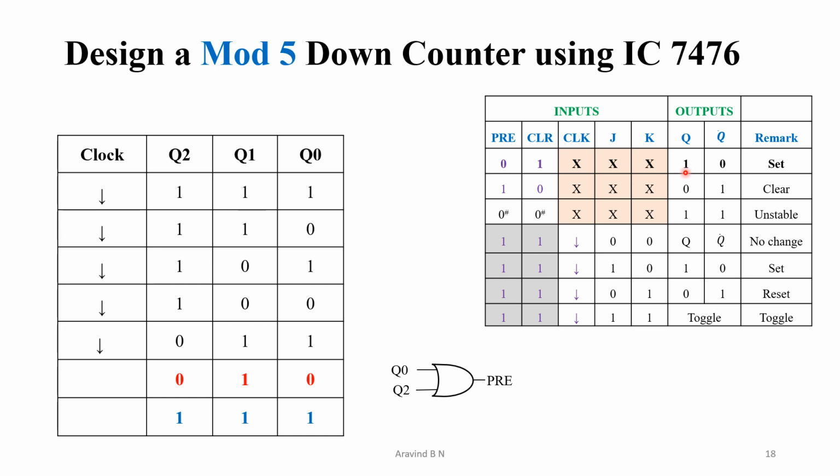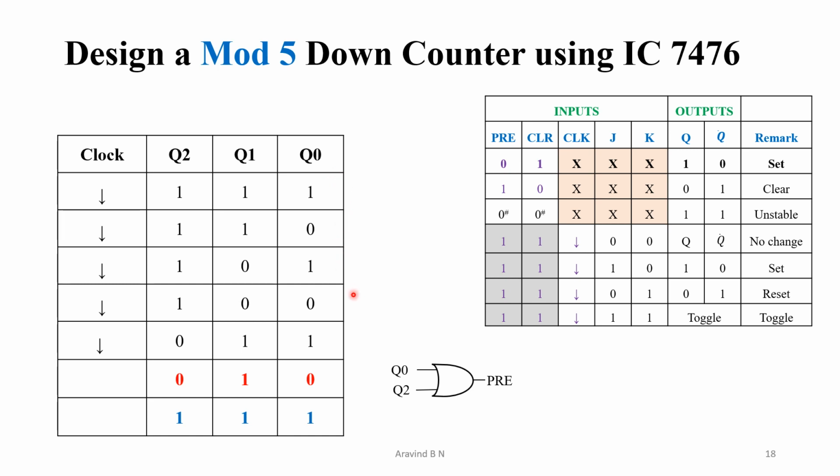Therefore, output will be automatically set to the highest value, right? And you must also verify that in any of the previous values, Q0 and Q2 are not simultaneously 0. That you can verify. So here it is 1 and 1, 1 and 0, 1 and 1, 1 and 0, 0 and 1, and only in this particular case both of these two bits are 0. That's why it is going to work out.